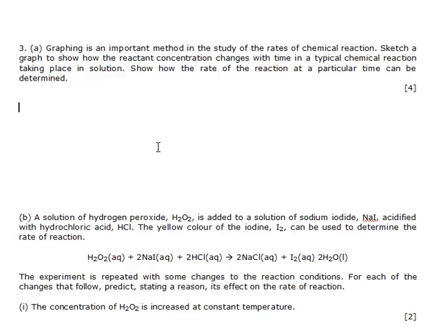Graphing is an important method in the study of the rates of chemical reactions. Sketch a graph to show how the reactant concentration changes with time in a typical chemical reaction. Show the rate of reaction at a particular time, show how the rate can be determined. Okay, so how does the concentration of a reactant change? Well, it starts off high, and then it curves down. I'll just put an auto shape in here, so axes.